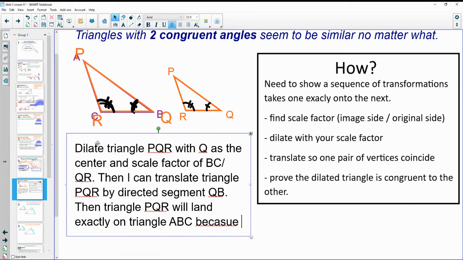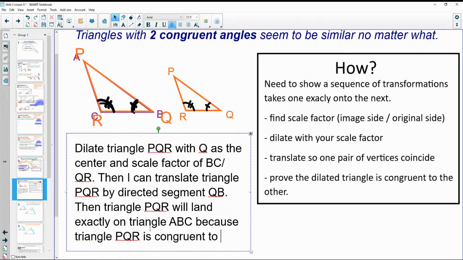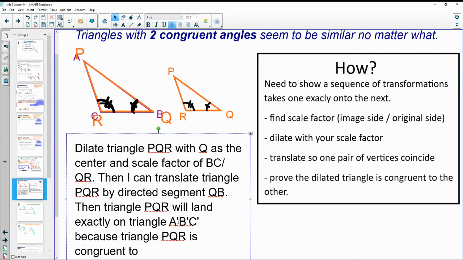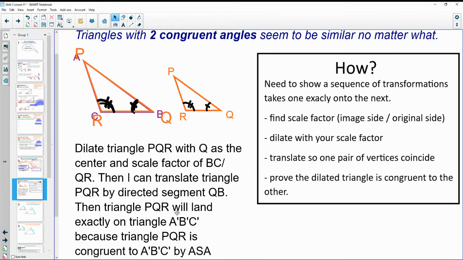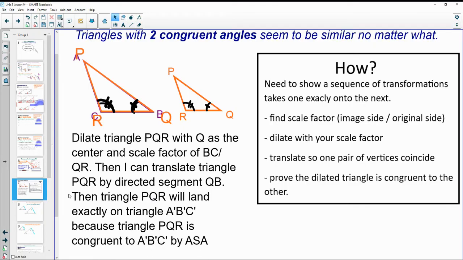because triangle PQR is congruent to, and this should really say A prime, B prime, C prime, because it's the dilation. Because PQR is congruent to A prime, B prime, C prime by angle side angle. Because we made QR be the same length as BC from our scale factor. So then they're going to land exactly on top of each other. So something similar to that for a proof.